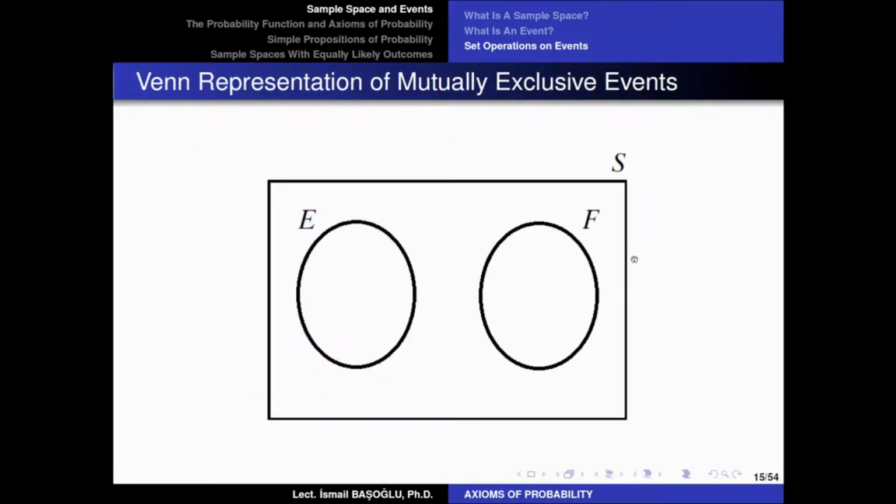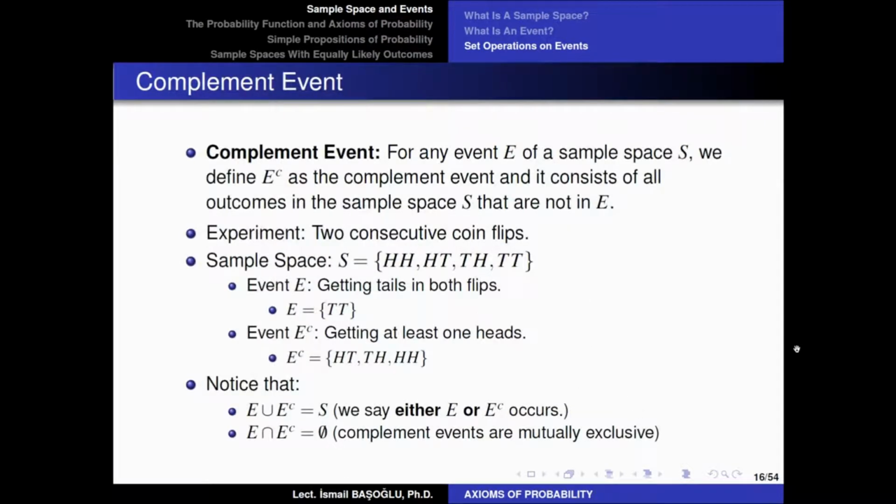Now, again, with Venn representation, we can show mutually exclusive events in this form. Imagine we have a sample space here in the rectangle form, and we have defined two events, E and F here. Because they do not contain any common elements, we say that they are disjoint or they are mutually exclusive. Therefore, they cannot occur at the same time. Now, another concept that we can define in set theory is the complement set, and we can define it for events as well.